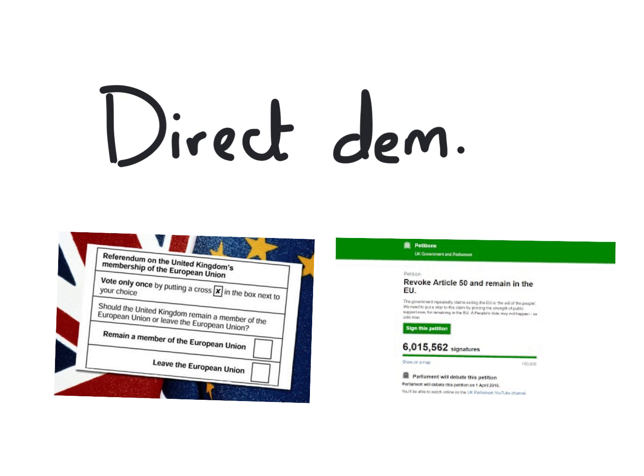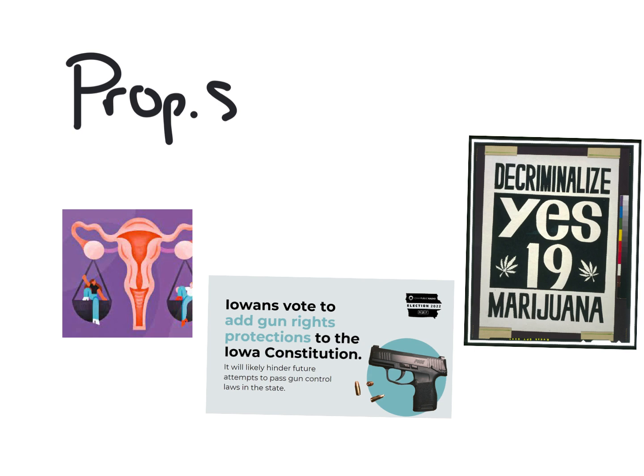On the next slide, we're going to talk about American examples. The first and most significant and widely used is propositions. You will also see this referred to as initiatives. So the phrase ballot initiative or initiative and proposition means the same thing. I'm going to use the phrase proposition.